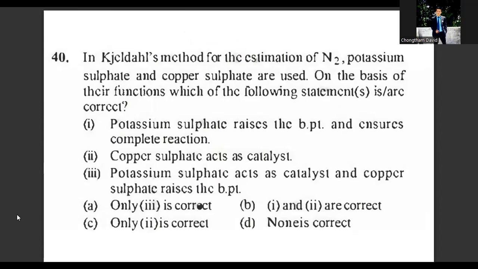Let us continue. In Kjeldahl's method for the estimation of nitrogen, potassium sulfate and copper sulfate are used. On the basis of their functions, which of the following statements are correct? Given options are A, B, C, D. In statement 1, potassium sulfate raises the boiling point and ensures complete reaction. Copper sulfate acts as catalyst. In statement 2, potassium sulfate acts as catalyst and copper sulfate raises the boiling point. So note here that the catalyst is your copper sulfate and the one that is going to raise the boiling point is your potassium sulfate. So 1 and 2 are correct. B will be the answer for question number 40. Potassium sulfate is not a catalyst.